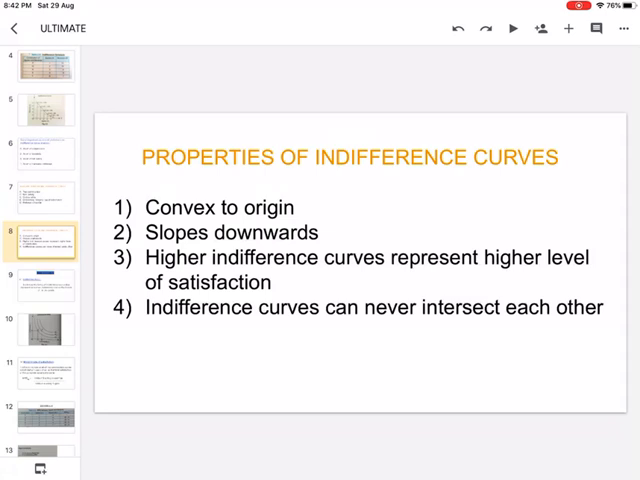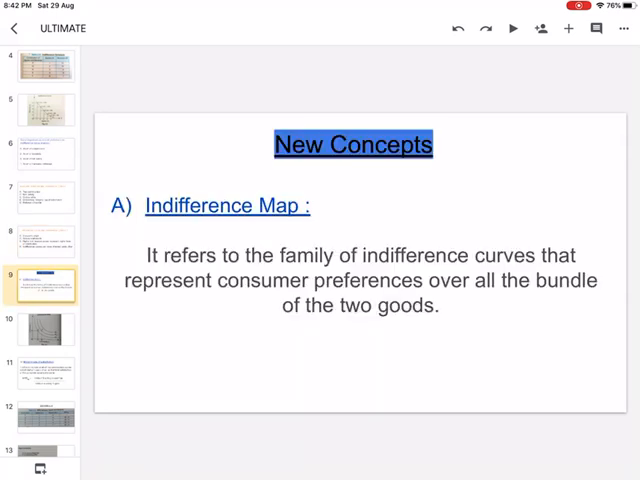So, if they intersect, it means that at that particular point of intersection, a higher combination of 2 goods gives the same satisfaction as a lower combination of 2 goods, which is not practical, which is not rational, and hence we say that indifference curves can never intersect each other. Okay? Now, there are 2 concepts. Let us see what these concepts are.